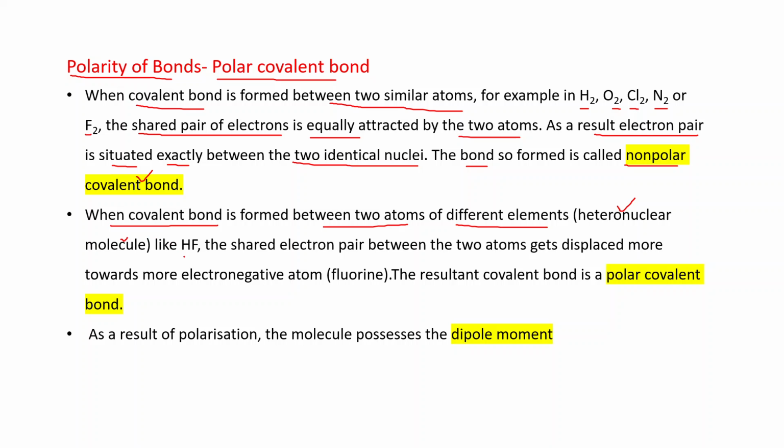But when a covalent bond is formed between two atoms of different elements, that is a heteronuclear or heteroatomic molecule like HF, the shared electron pair gets displaced more towards the more electronegative atom, in this case fluorine. The resultant covalent bond is called a polar covalent bond. Clear? Simply we can say, due to the difference in electronegativity of the bonded atoms, the shared pair of electrons is closer to the more electronegative atom, which acquires a partial negative charge, and the less electronegative atom acquires a partial positive charge, and polarity is developed in the covalent bond. This type of covalent bond is known as a polar covalent bond.